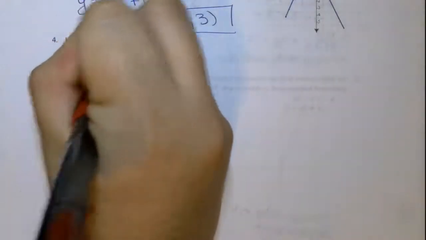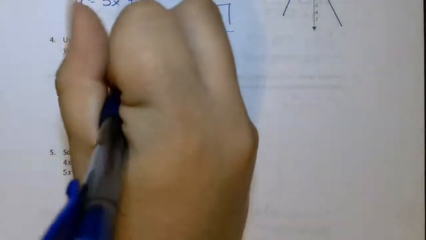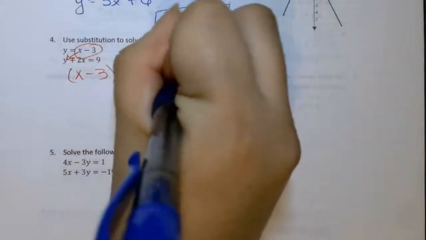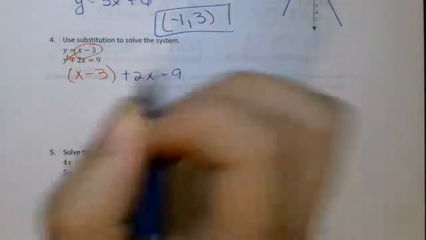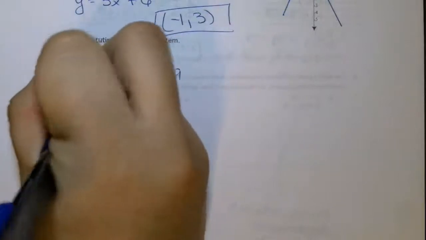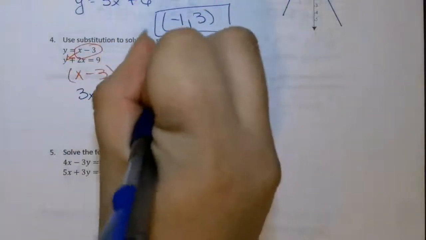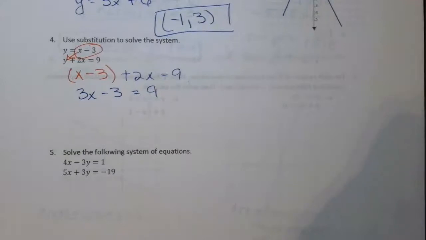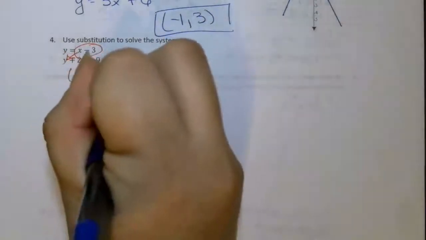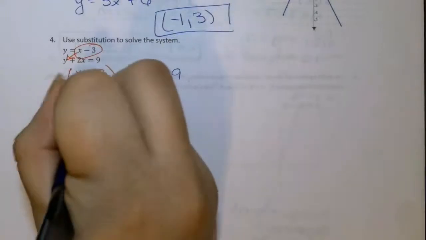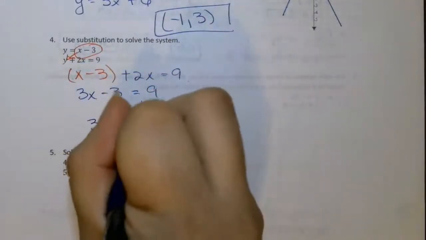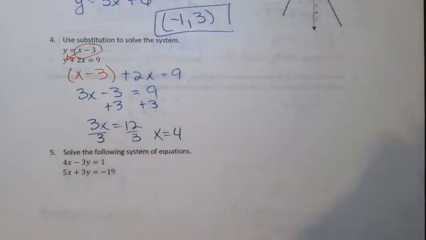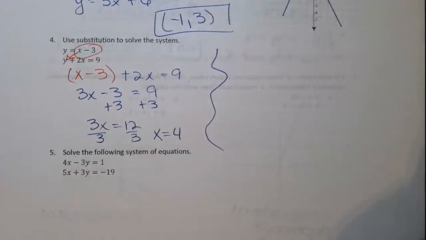So I'm plugging in x minus 3 for the y in my second equation, plus 2x equals 9. Then, since it's just addition, I'm going to combine like terms. x plus 2x is 3x. And then I want to solve for x, so I want to start by adding 3 to both sides. I have 3x equals 12. Divide both sides by 3. x equals 4.